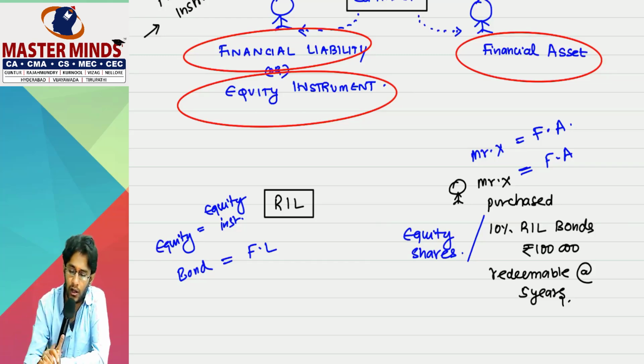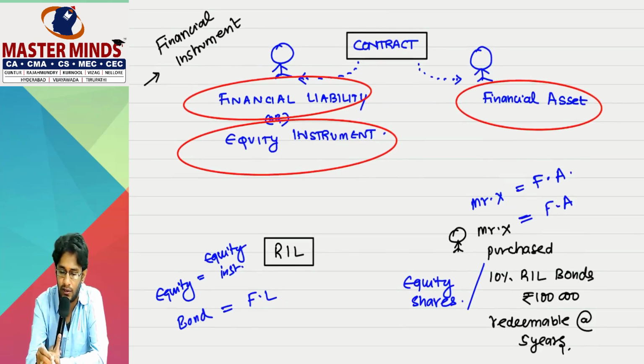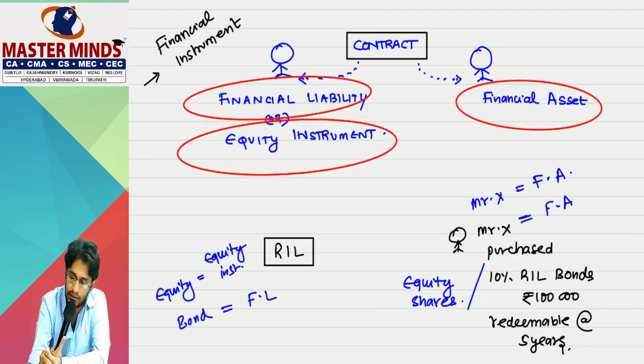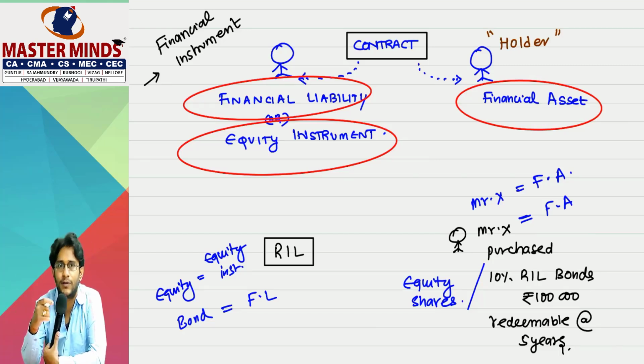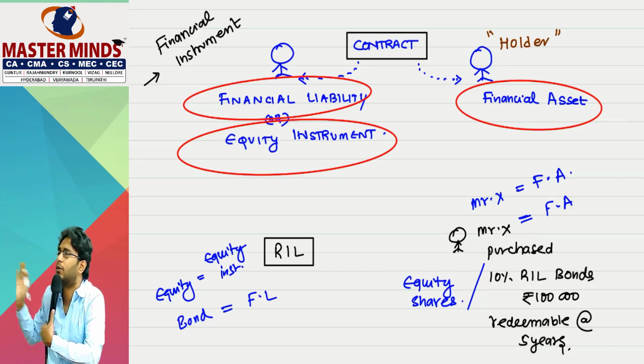Now, although the standard does not directly define this, I am telling you, the party to whom the contract becomes a financial asset is called the holder. I am not talking about the holder of a call option or put option, not that. Generally, he is holding a bond, or he is holding an equity share. He is holding a right to collect cash flows. That's why we are calling him the holder.